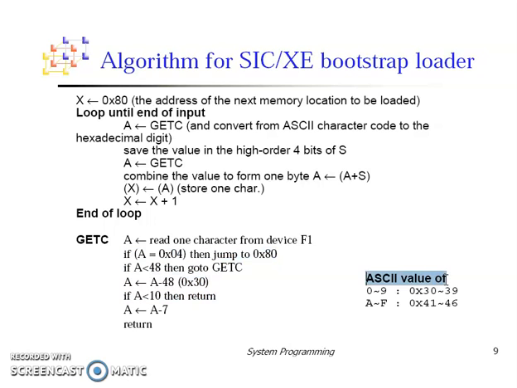The ASCII values of 0 to 9 are 0x30 to 0x39. The ASCII values of A to F are 0x41 to 0x46. It takes the value, and in order to convert from ASCII character to hexadecimal, these operations are performed.